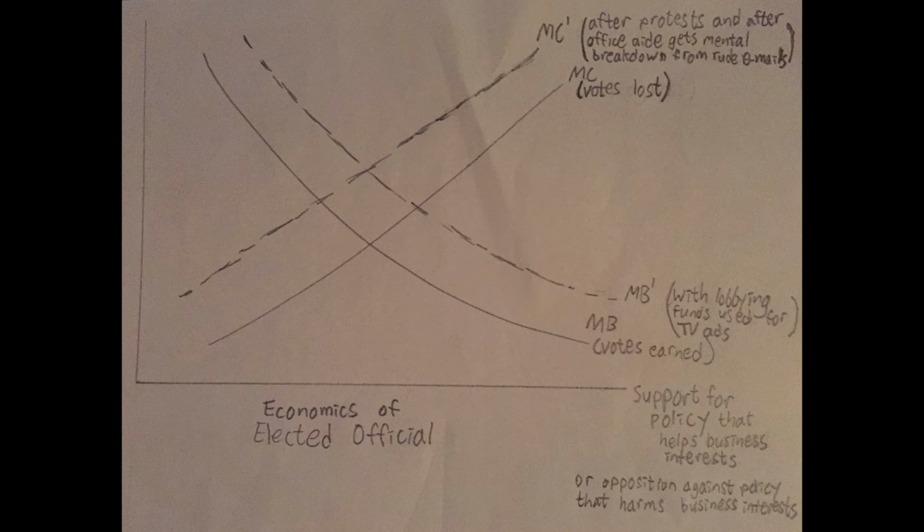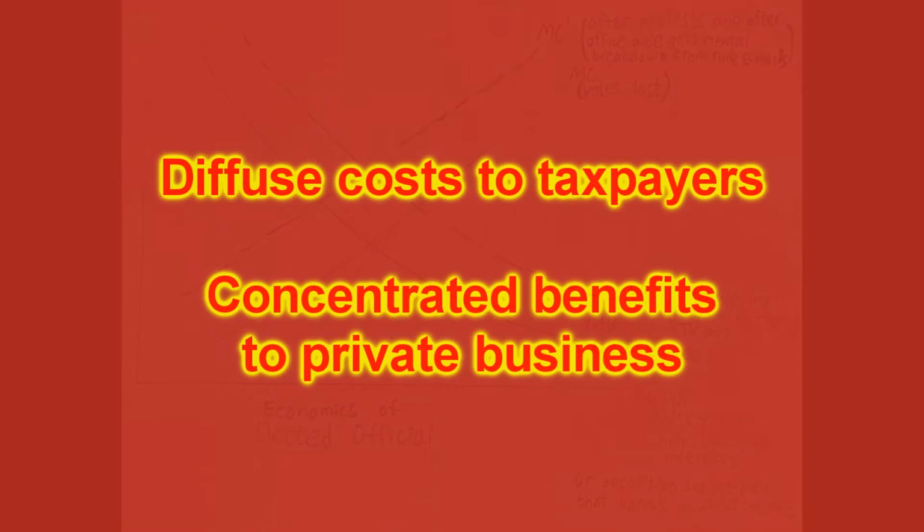The people can try to increase the official's marginal cost. An intuitive idea would be to create organizations to collect money to oppose the official. More commonly, however, the people protest or write rude letters and sometimes even death threats to the official. However, most of the time, the people do not really care and they don't do anything. Why is this? This is because of diffuse costs to the tax-paying people and concentrated benefits to a private business.